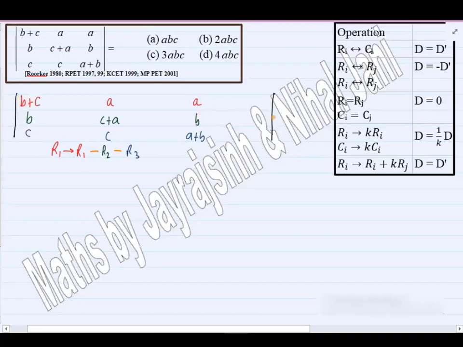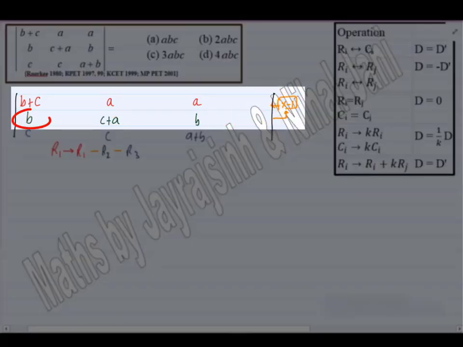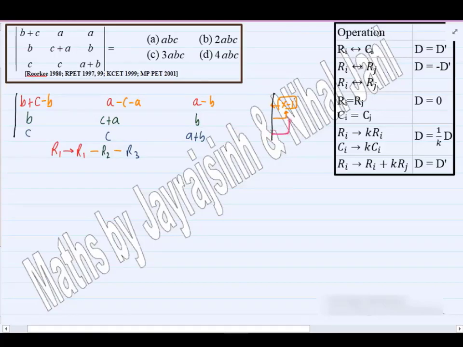So let's multiply minus 1 to the second row and add it into the first row. So b minus 1 are minus b, c plus a minus the minus c minus a and minus b. Now let's multiply minus 1 to the third row and add it into the first row. So minus c and minus a minus b. So here our second and third rows will be as they are. Let's write them down as they are.